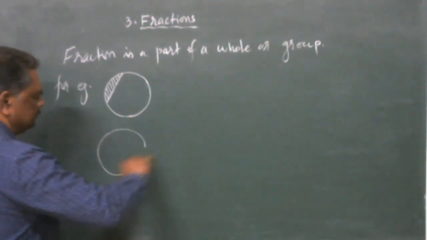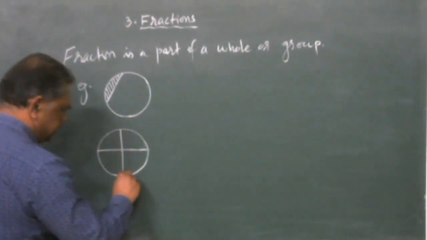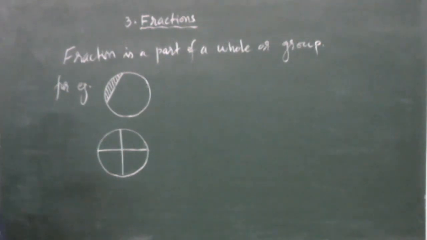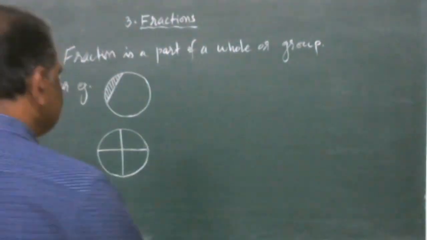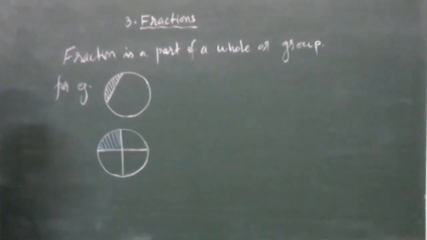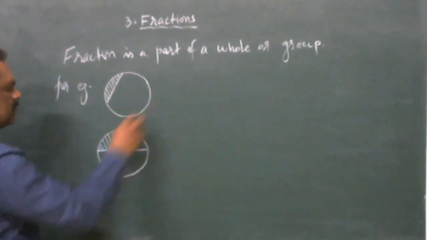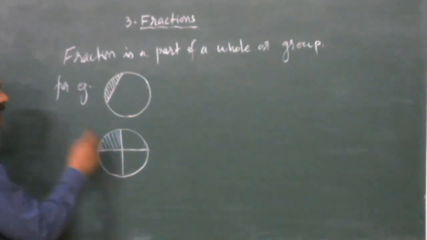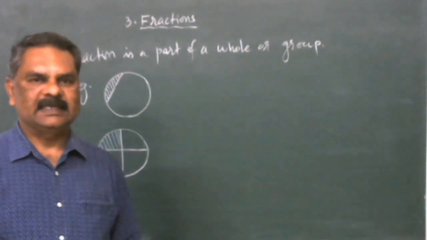On the other hand, suppose I draw a circle and divide this cake into 4 equal parts. Then you can easily write the fractions in terms of numbers. Let me shade this. The earlier one is very difficult to write in terms of numbers, but here we can easily write this part in terms of numbers. So for that, you need to know how to write a fraction.